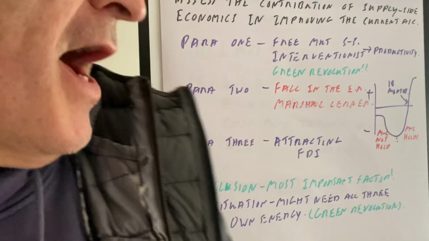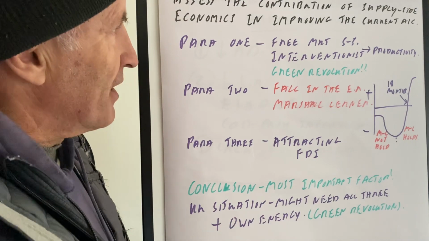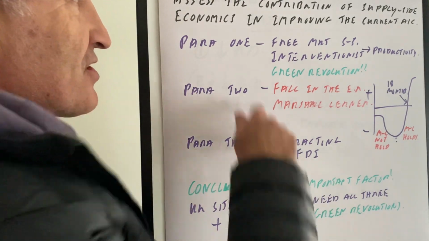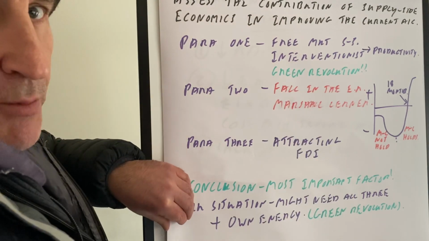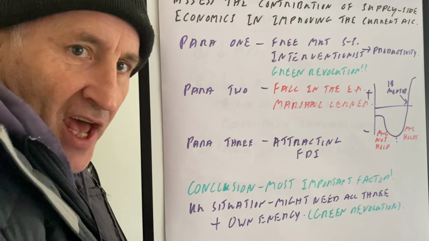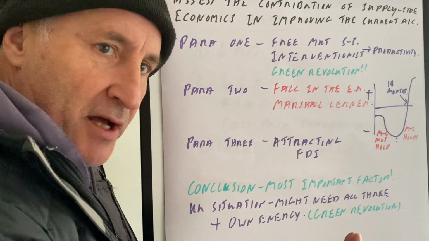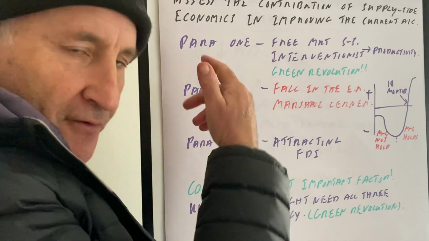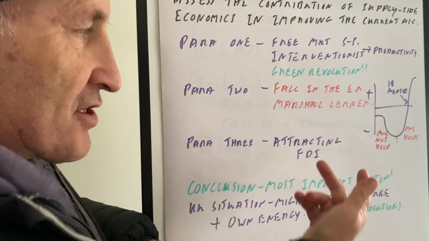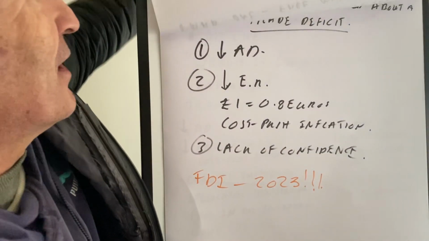Okay, so this session is all about the exchange rate, but just to go back a bit to what we were doing last time, which was all about the balance of payments. Do you remember this? Assess the contribution of supply side economics in improving the trade deficit. Really all it was saying was that if you have free market supply side, labour market flexibility, intervention supply side, green revolution, or a fall in the exchange rate, or we can attract loads of FDI like Southern Ireland, then everything will be okay. So you can remember doing all of that.